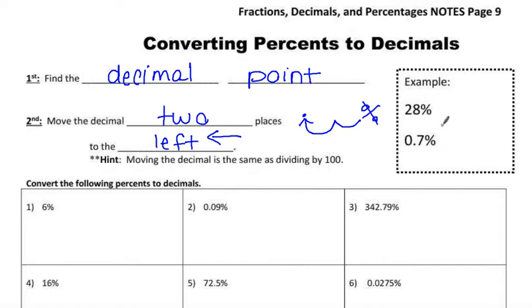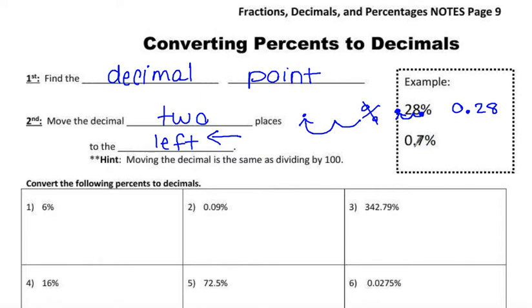So if we look at the two examples, we have 28%, and the decimal is not written here, but the 28 is a whole number, so we're going to put the decimal point right there, behind the whole number. And then we're going to move 2 spaces away from the percent sign. So the decimal point is now here. So our final answer for the decimal is 0.28, or 28 hundredths.